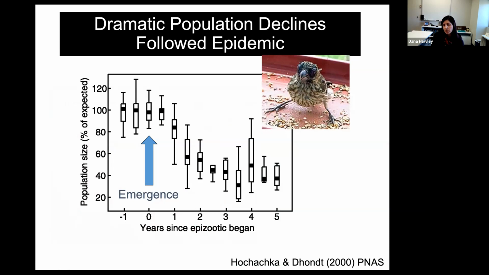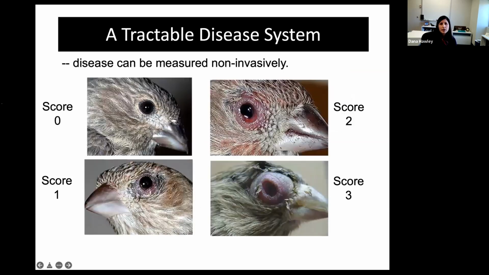So not only were bird watchers looking for disease at their feeders, but they also are a great way to measure the population sizes of varying types of birds. And so Hochachka and Dhondt used this citizen science data to basically determine that up to 60% of the house finch population was lost with the emergence of this pathogen, here at year 0 on the x-axis.